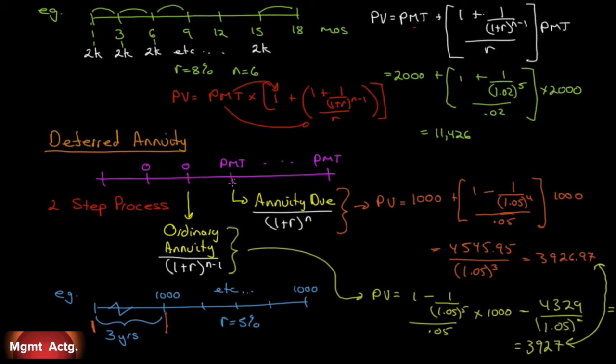So for a deferred annuity, you can calculate it as an annuity due and then bring it back by the time lag, which was 3 years. Or you can calculate it as an ordinary annuity and bring it back by the time lag minus 1, which is n minus 1 years. So in either case, you're going to have an n minus 1. In your ordinary annuity, you have n minus 1 in your second step. In your annuity due, you have n minus 1 inside your brackets here in your first step. Either way, you get the same answer.